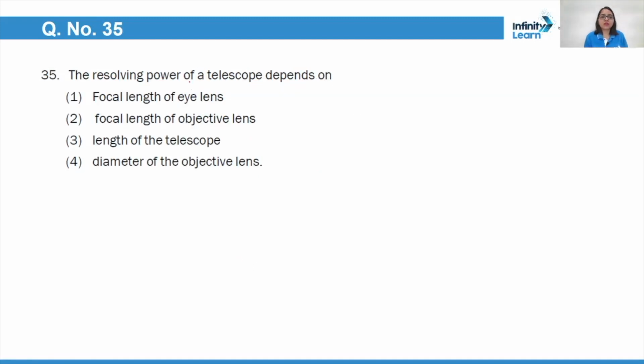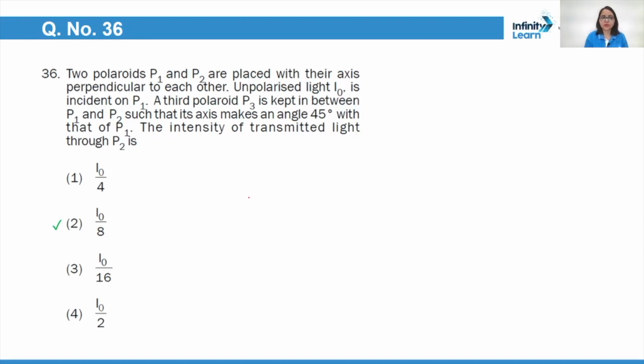Question number 35. The resolving power of a telescope depends on, it depends on the diameter of the objective, right? So the correct answer is option 4. Next question is question number 36.